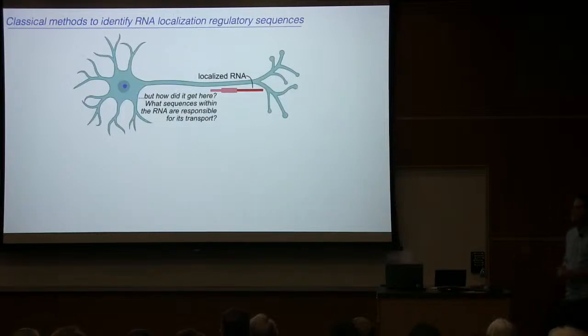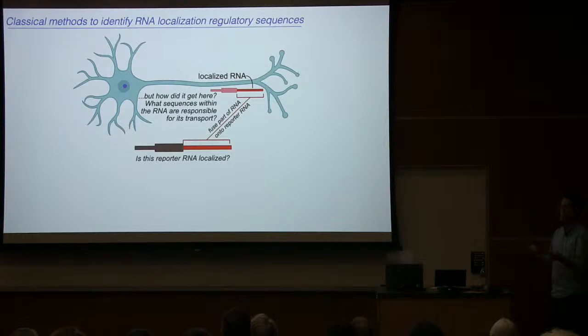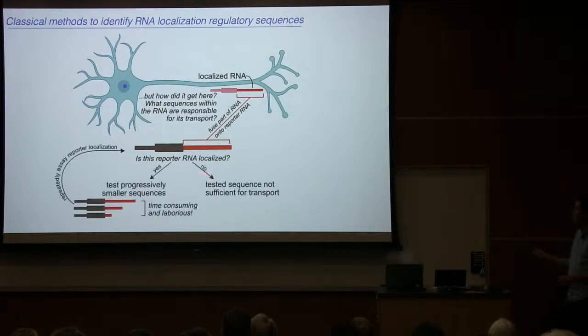Classically, how this has been figured out is by taking single localized RNAs and asking, how did it get there? What sequences within this RNA are responsible for transport? What people have often done is take pieces of these RNAs and put them onto a reporter construct, and ask, is that reporter construct at the same location where the endogenous RNA was originally? If not, then that tested sequence must not be sufficient for transport. But if yes, then you can test progressively smaller sequences, each time trying to narrow in on the minimal sequence required for the transport of this RNA.